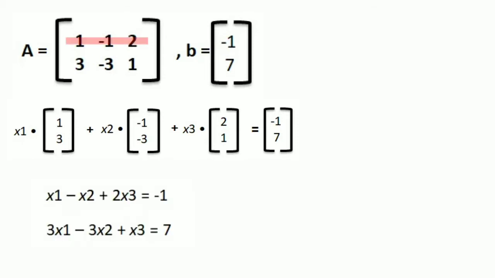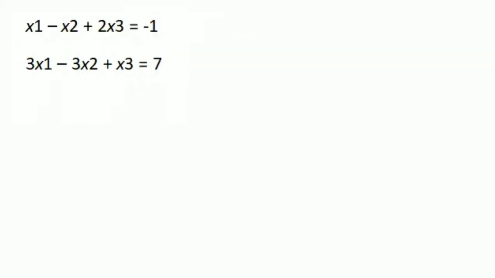So we will obtain the equations like this. Since the coefficient is 1, we don't need to write it here. So x1 minus x2 plus 2x3 is equal to -1, and 3x1 minus 3x2 plus x3 is equal to 7. So these are our equations, and we can now solve the system.